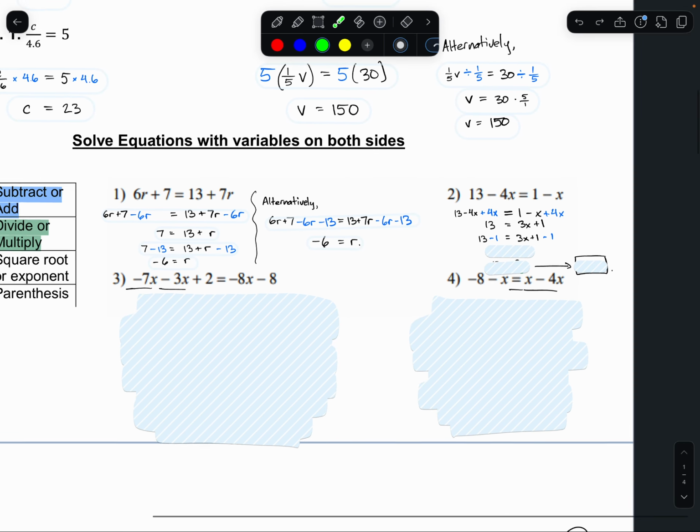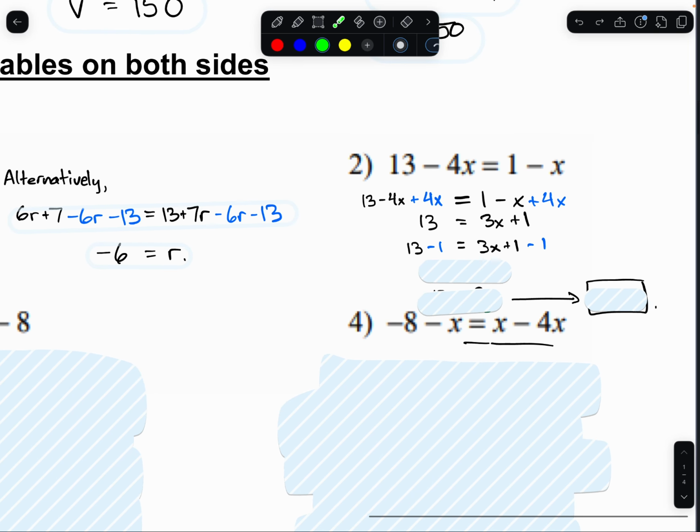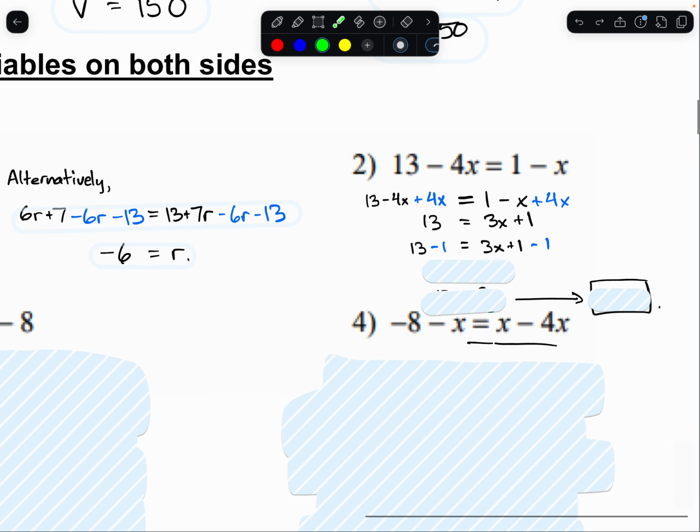All right, let's do number 2. Now, again, in number 2, we have a variable x on the left and the right expression. So you could cancel out the x on the left or the right. I chose to cancel out the x on the left. So I see a minus 4x. So I'm going to add 4x.